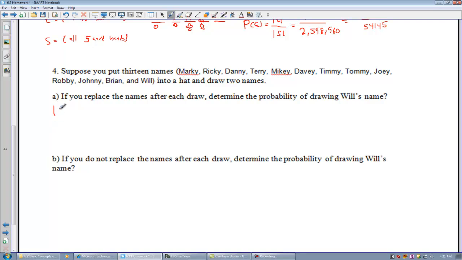In a sample space, let's just count the number of things in S. The idea is you're making 2 drawings, and in part A, you're going to replace the names. There's 13 names total, so the first one you have 13. Then for the next one, since you replaced, you also have 13. So this is basically 13 times 13, which is 169. So there's 169 things in our sample space.